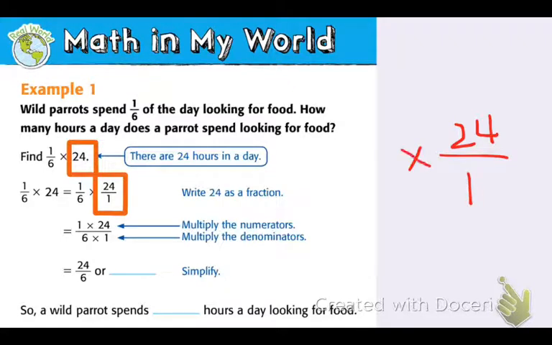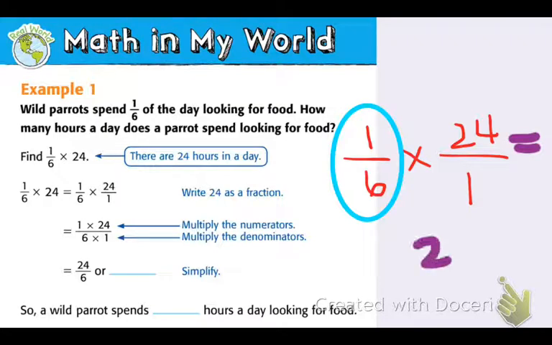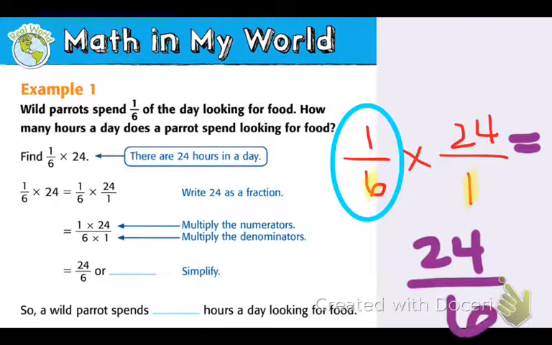Step 2 is multiply. I'm going to keep 1/6 the same. I haven't changed the fraction. The only thing I changed is that whole number became a fraction. Well, I know 1 times 24 is 24. And I know that 6 times 1 is 6. So I've created a fraction. Step 1, make that fraction. Step 2, we times it. We got our answer. And now step 3, we're going to go ahead and simplify.